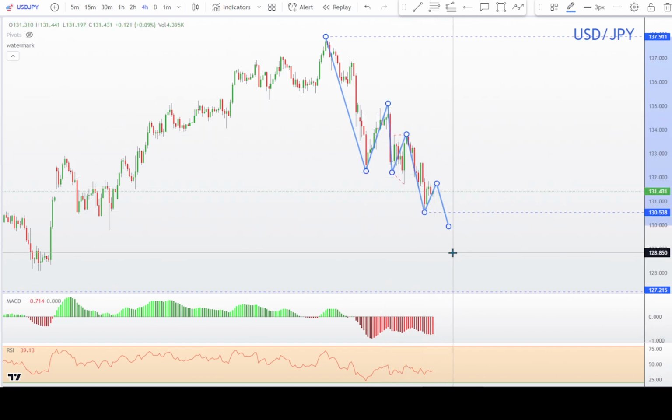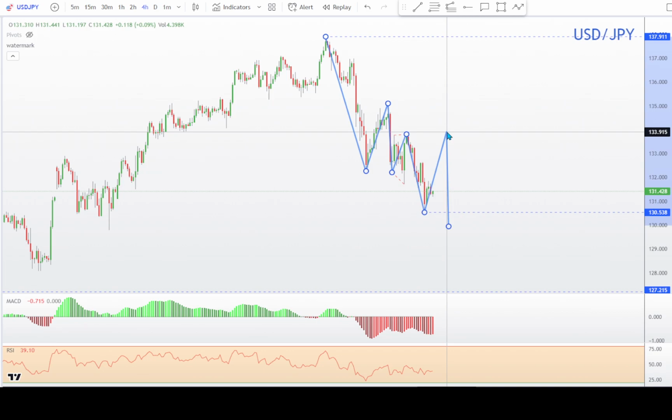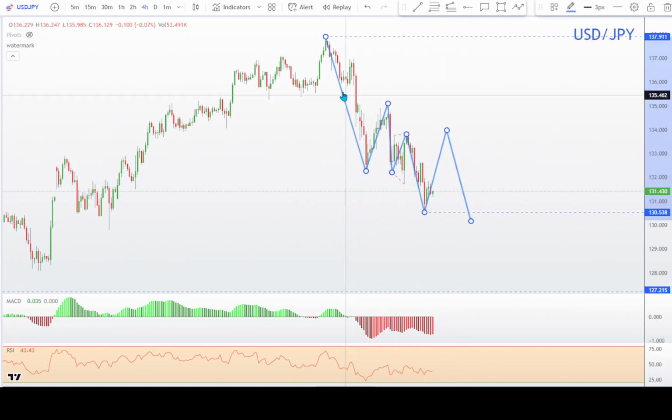1, 2, 3, 4, 5. So this would all be just a zigzag correction. If it comes up higher and then reverses, then this was all just a running flat, so A, B, C, and then you're still going up. So either way, they could be coming up from where it is right now.